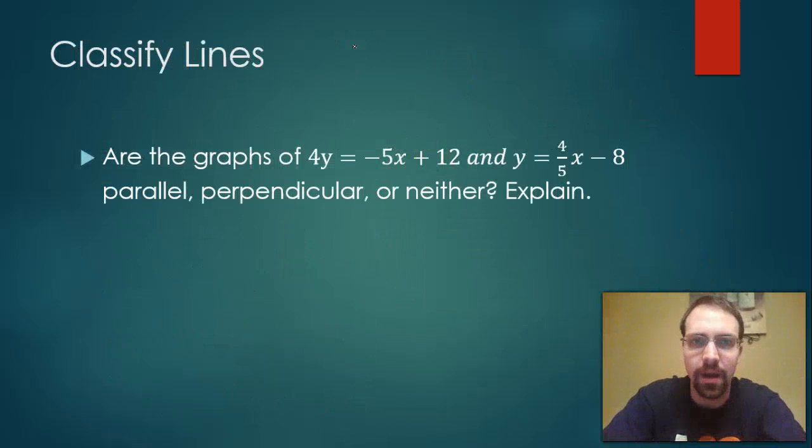The next thing that we're going to look at is classifying lines. So this is, I think, the middle part of your homework. Are the graphs of 4y equals negative 5x plus 12, and y equals 4/5 x minus 8, parallel, perpendicular, or neither? Explain. This is actually an example of one of the hardest types of problems you'll have. I think you may have one of these on your homework.